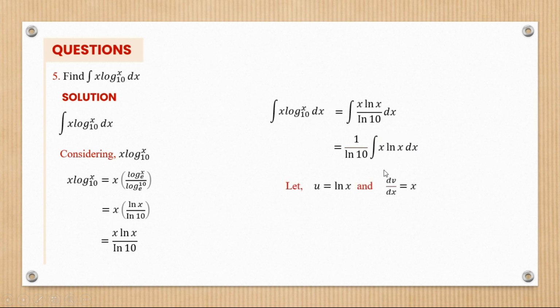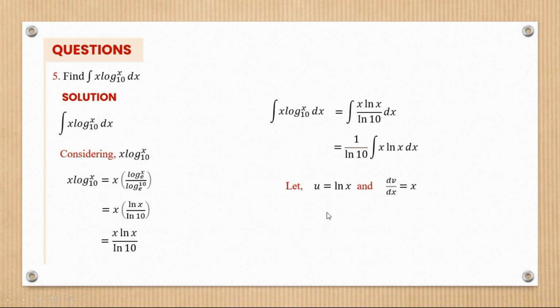We also have to be wise with our selection, so that we don't take a long process. We're going to let u be ln x, and we're going to let dv dx be equal to x. That's a wise decision, because doing it otherwise would make the process more complicated or actually impossible. We always let u be the version that is more complicated to work on, so dv dx is equal to x in this case.